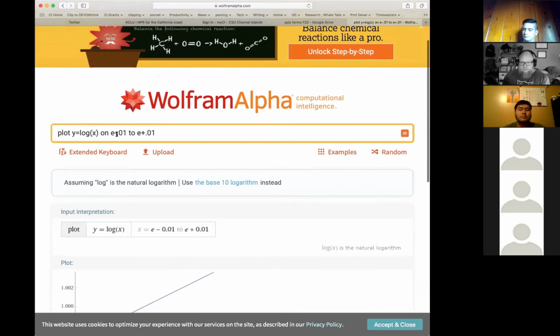So I'm going to go back to Wolfram Alpha and I'm going to put that in here. So I'm plotting the logarithm function and the line y equals 0.36 times x minus e plus 1.